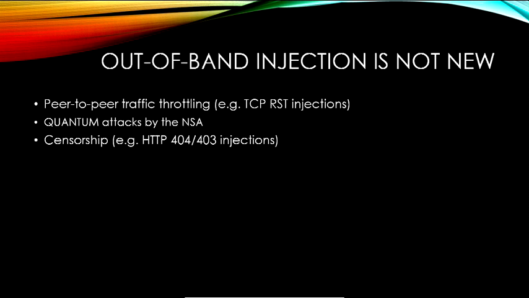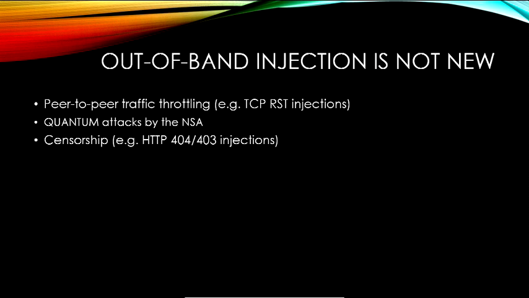Now, actually, out-of-band injection is not new at all as a technique. We already know that ISPs try to throttle peer-to-peer traffic on their network using injection of TCP resets. We know that the NSA does TCP injection attacks to compromise the client. They call it the quantum operation. And we also know that censorship is done sometimes using out-of-band injection.